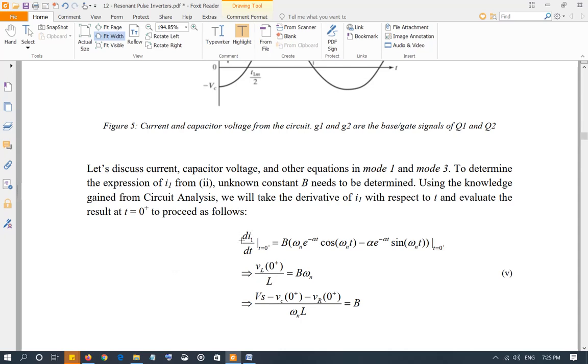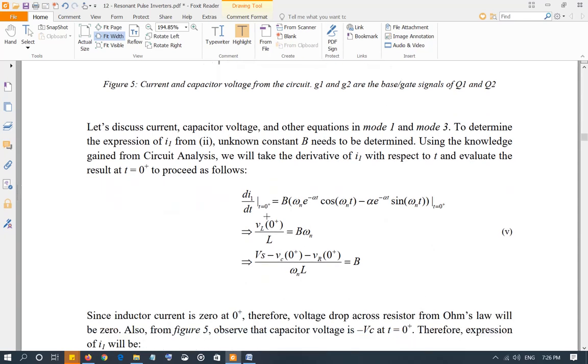So we take the derivative of I1 with respect to t. This will be the derivative. We evaluate that at the start of the period, t equal to 0 positive. Now we know from circuit analysis and the basic relationship of inductor current and voltage that VL is equal to L dI over dt. So we use that here. VL at 0 positive over L is B omega n, and then VL from the circuit is Vs minus Vc minus Vr.